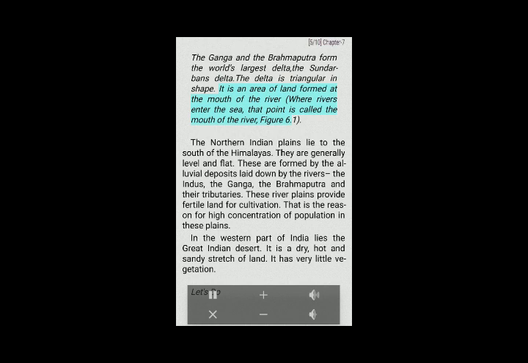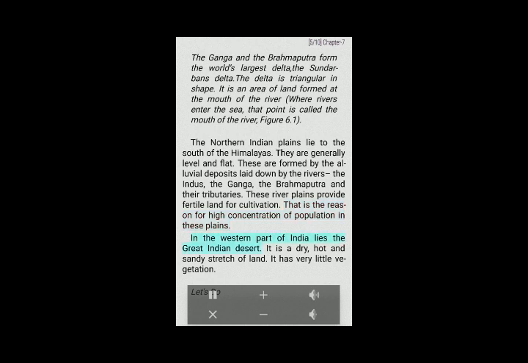That point is called the mouth of the river, Figure 6.1. The northern Indian plains lie to the south of the Himalayas. They are generally level and flat. These are formed by the alluvial deposits laid down by the rivers the Indus, the Ganga, the Brahmaputra and their tributaries. These river plains provide fertile land for cultivation. That is the reason for high concentration of population in these plains.